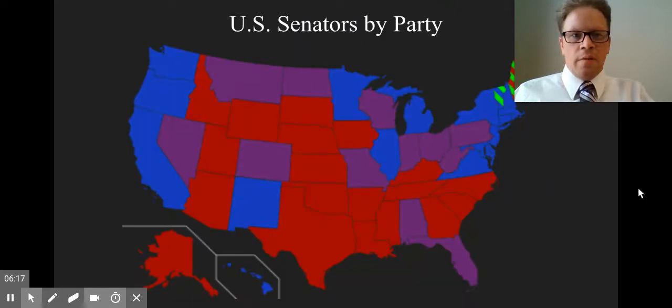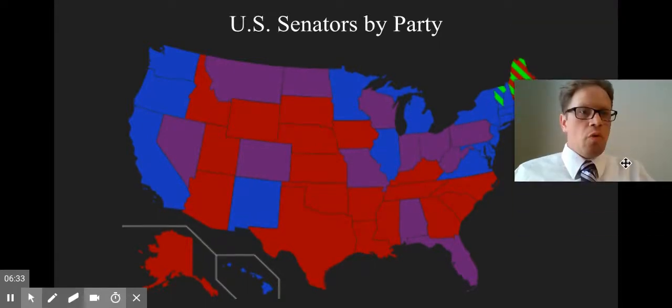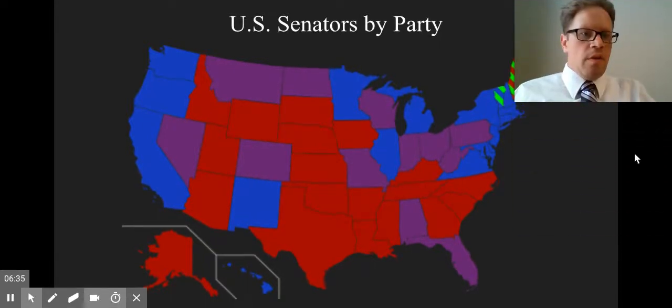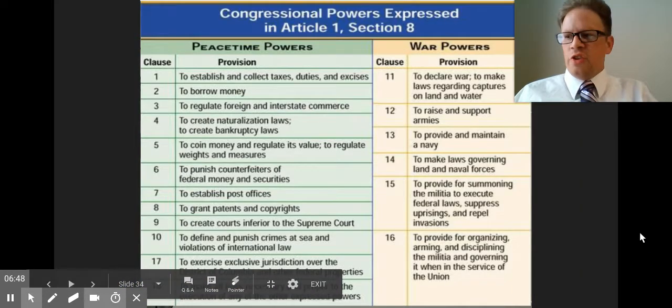All right, and by party, if it's red, it's Republican. Blue is Democrat. Purple means they have a Republican and a Democrat. There's a couple that actually have green, and basically the green means that they have an independent senator, which is not a member of either party. And there's the balance of power, slightly more red than blue. Some of these things could change in the next election.